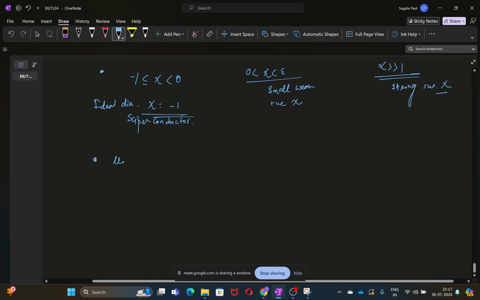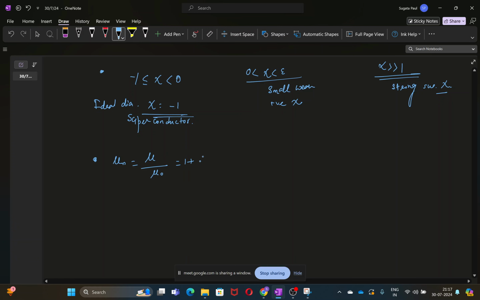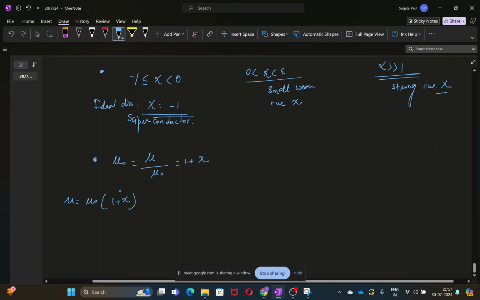these cases. Relative permeability is nothing but mu r, which is basically the total permeability divided by the free space permeability, which is nothing but 1 plus chi, because you know that mu is defined as mu naught, the free space permeability, into 1 plus chi. So if you take the ratio of mu by mu naught, you will be left with mu r, the relative permeability, which is nothing but 1 plus chi.